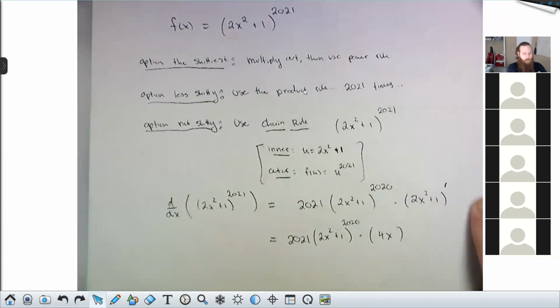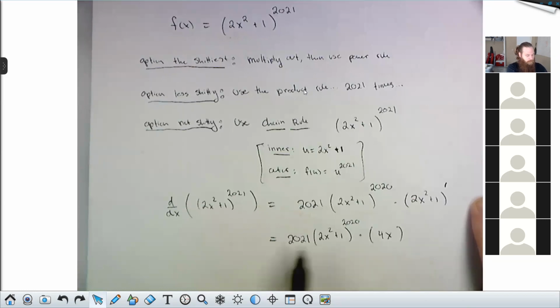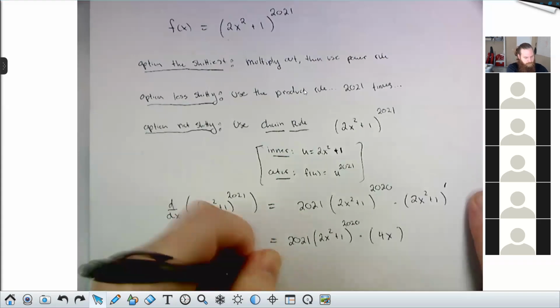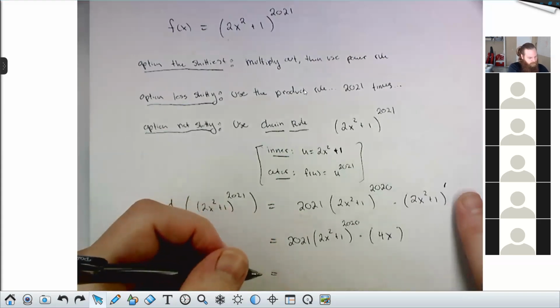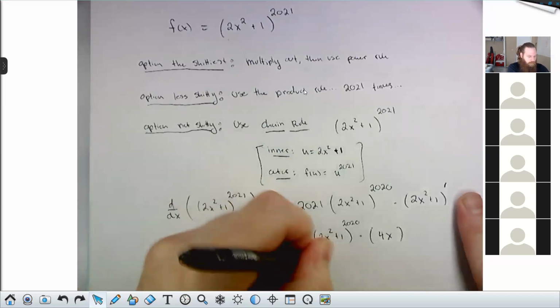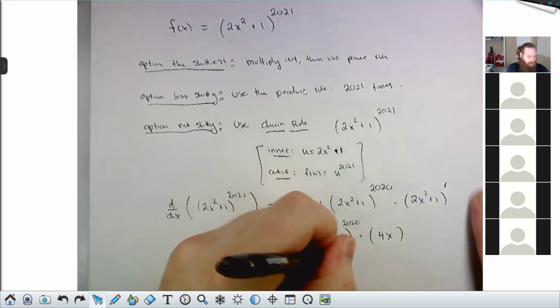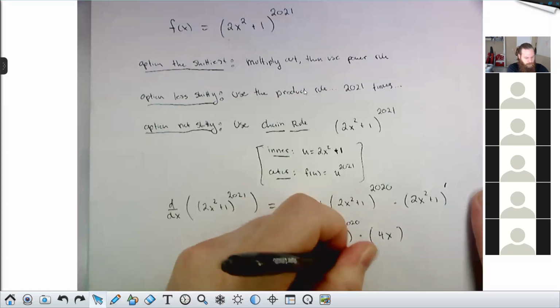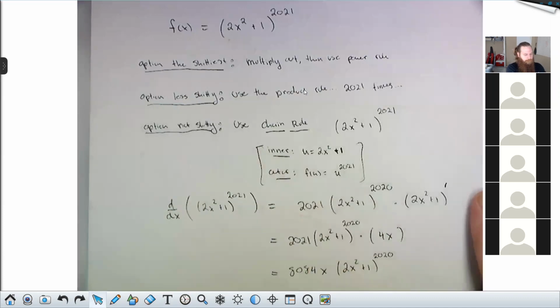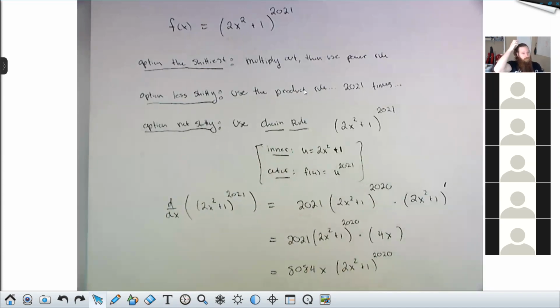That's it. Now we can clean this up a little bit. 4 times 2021, I somehow don't trust my arithmetic. I think that's going to be something like 8,084. So that's 8,084x times 2x squared plus 1 to the 2020. That's the derivative.